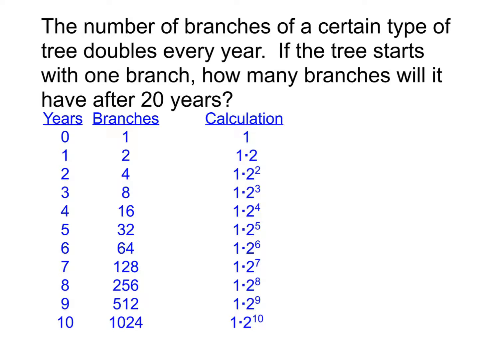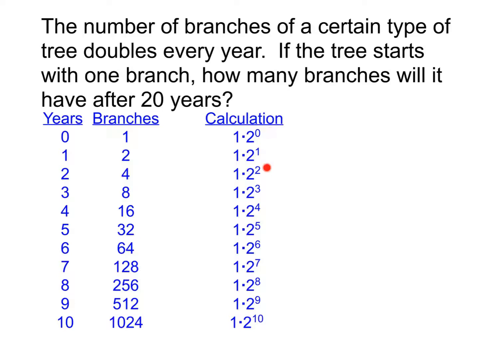Now, just for clarity's sake, you notice these top 2 don't necessarily look like the rest, but they actually can. Because like 1 times 2, this 2, that's just 2 to the power of 1. And 1 up here, that's actually 1 times 2 to the 0. Because remember, anything to the power of 0 is 1. So that's why it still works there.